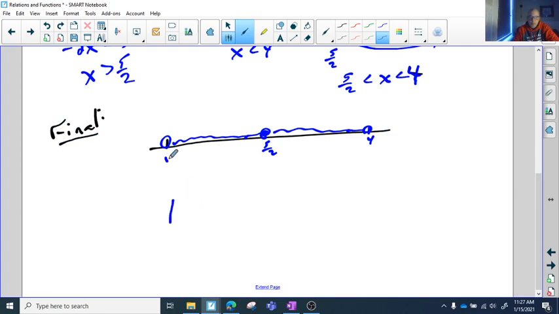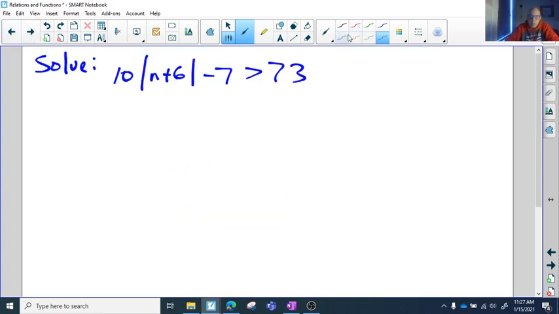So my final solution, and there's no equal sign, so 1 is less than x is less than 4. That would be your final solution. Okay, we're starting to roll now. Again, I got a few others here. I just want to show you that this one will be a little bit different in your end result. Doesn't change how we do it.